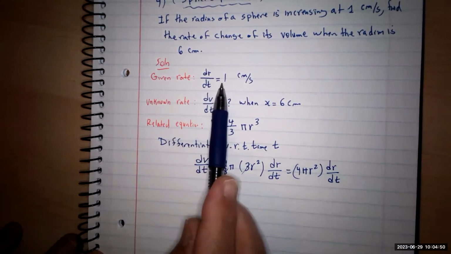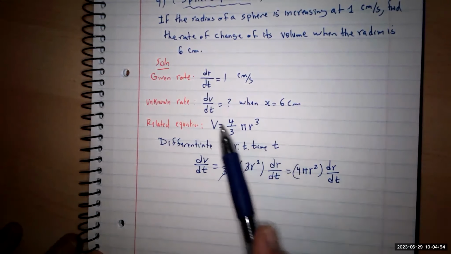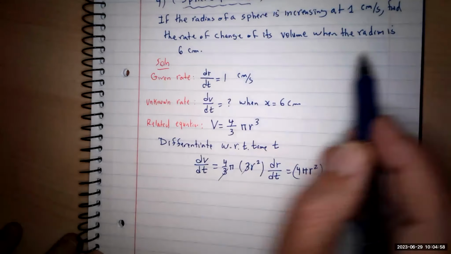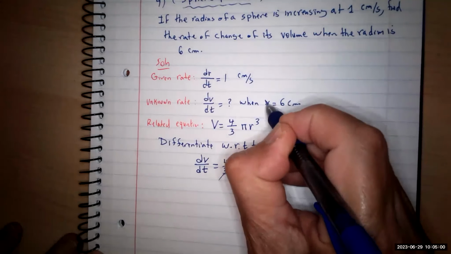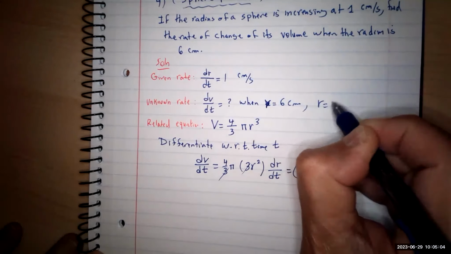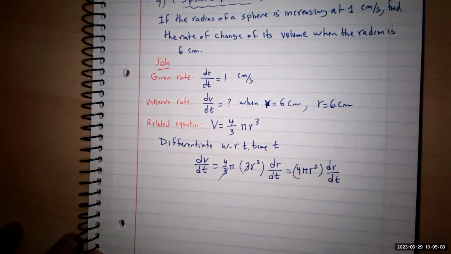You have dr/dt equal to 1 and the x... I'm sorry, it's not x. What's that? Sorry. It's the radius, r. Radius, we denote it by r. Okay, so that's r. R is equal to 6 centimeters, the radius. You can denote it by x by now, but we denote it by r here.